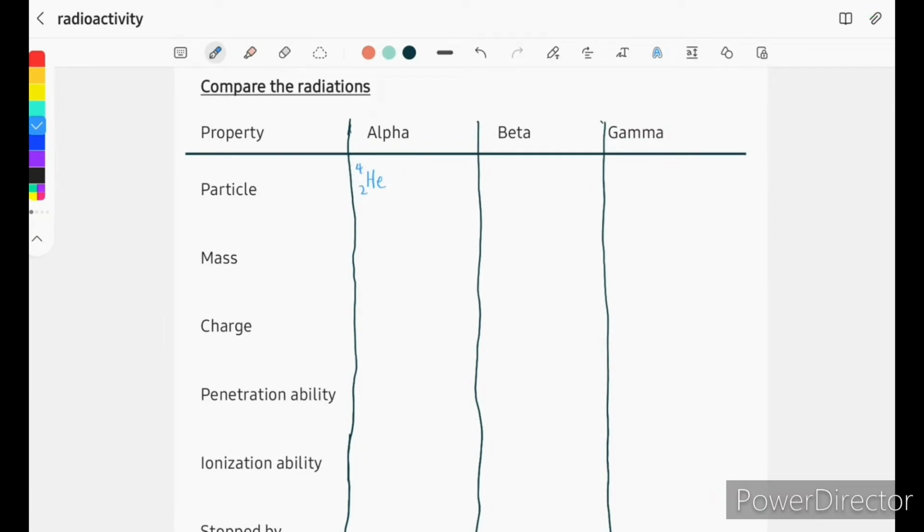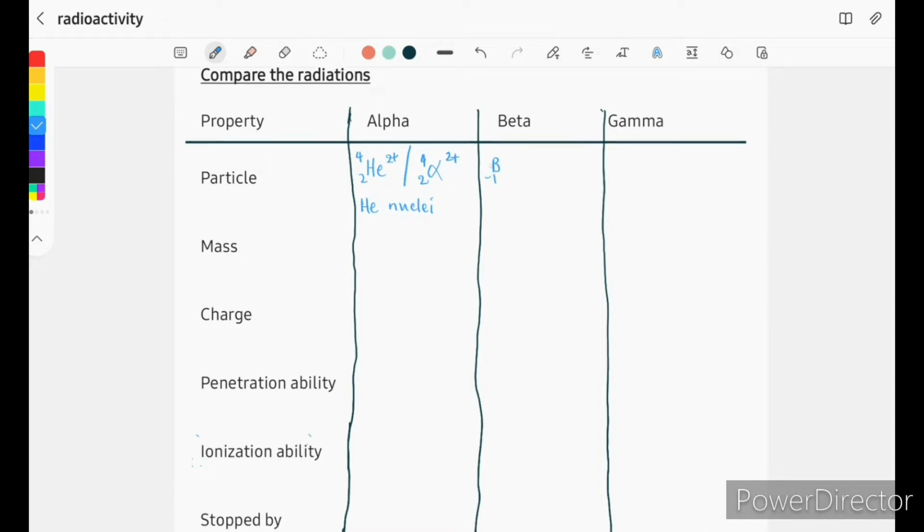In this video, we will discuss a few questions regarding radioactivity. First, we'll compare the radiations alpha, beta, and gamma. Alpha particles are similar to helium nuclei, which is He, 4, 2, 2+. In the symbol of beta, -1 indicates the charge and 0 indicates the mass. Beta particles are considered as electron-like particles.